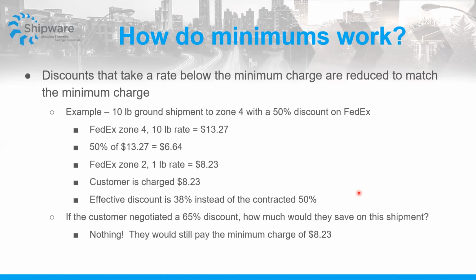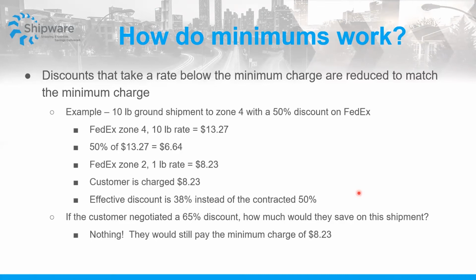However, the Zone 2 1-pound rate, which is the minimum charge that we looked at from the previous slide, is $8.23. So this shipper in this example, this customer in this example, would pay $8.23. They would not pay that $6.64.